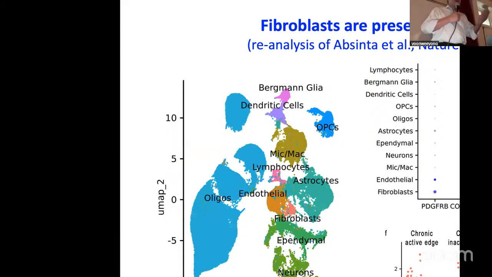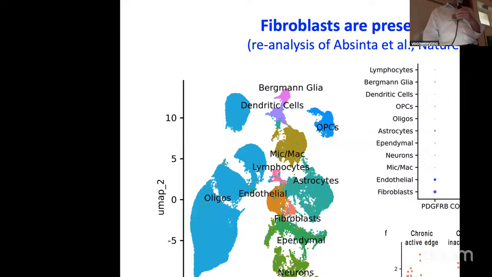They are also present in multiple sclerosis lesions. There's a very famous database generated by Absinta and Danny Wright, published in Nature, of different types of MS lesions. And we have gone in and reanalyzed to try to get at the fibroblast population. So they're there, not that many in this particular case. Sometimes it's because of extraction method.